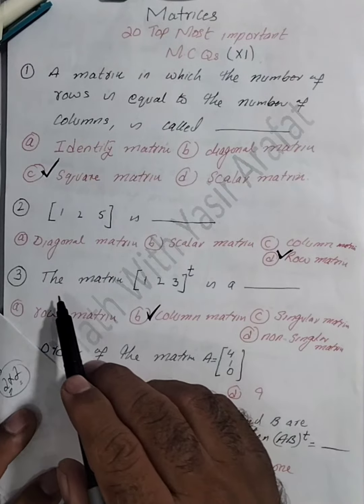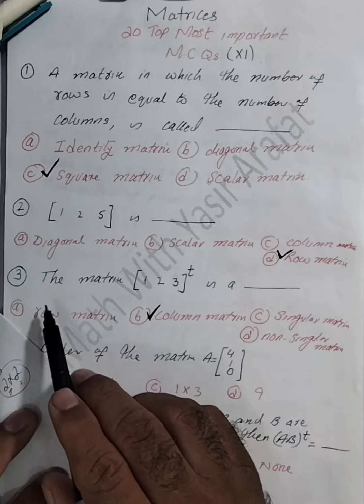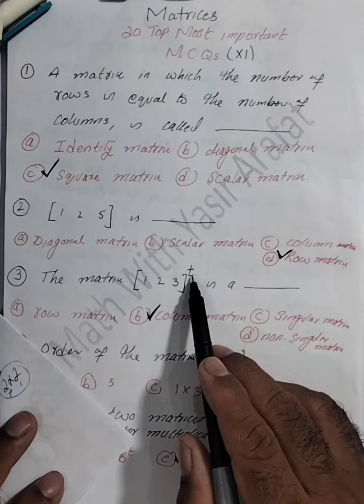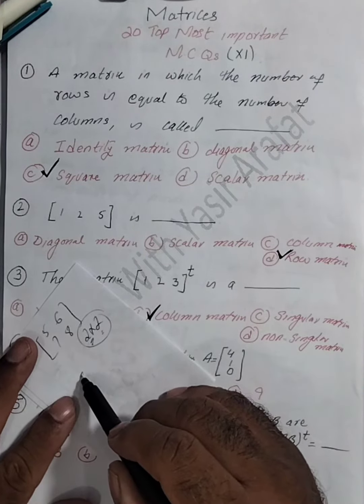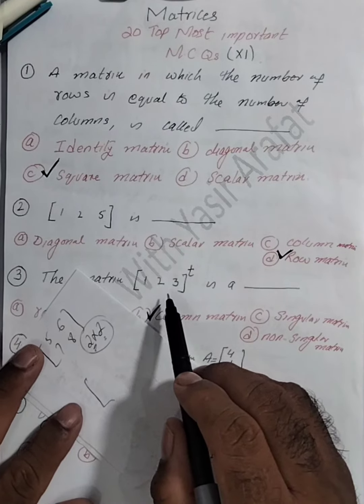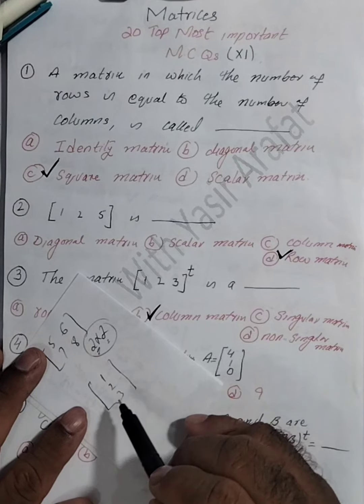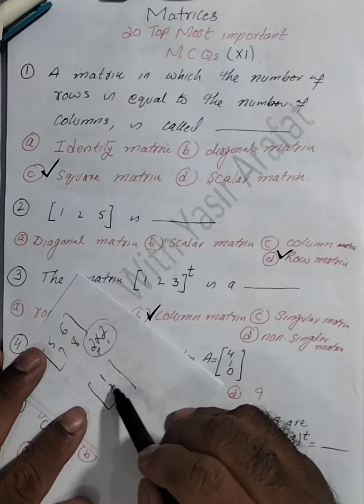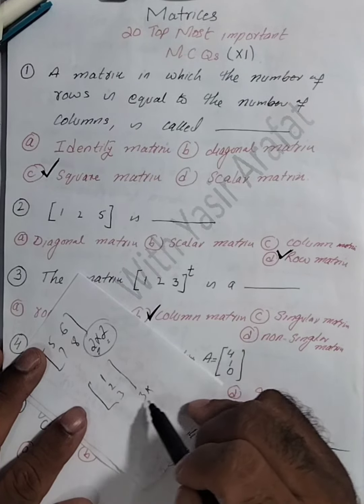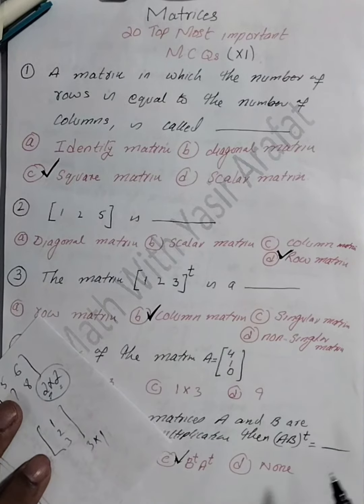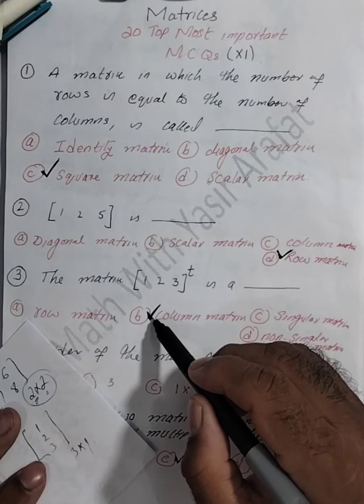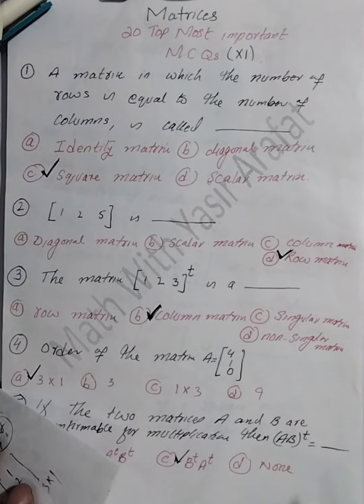Now come to the third MCQ here. This is 1, 2, 3 to the whole transpose. So first we have to take out the transpose here. Transpose means we have to convert row into column. 1, 2 and 3. Now here there are 3 rows and 1 column. So this is called the column matrix, and the B option is correct here.